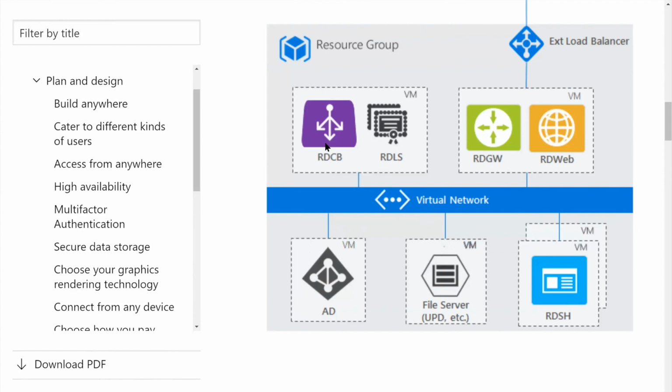Scaling up means you add resources to an individual VM. Scaling out means you're adding additional VMs into a group of other VMs, and then you're using some mechanism of distributing users across those VMs.